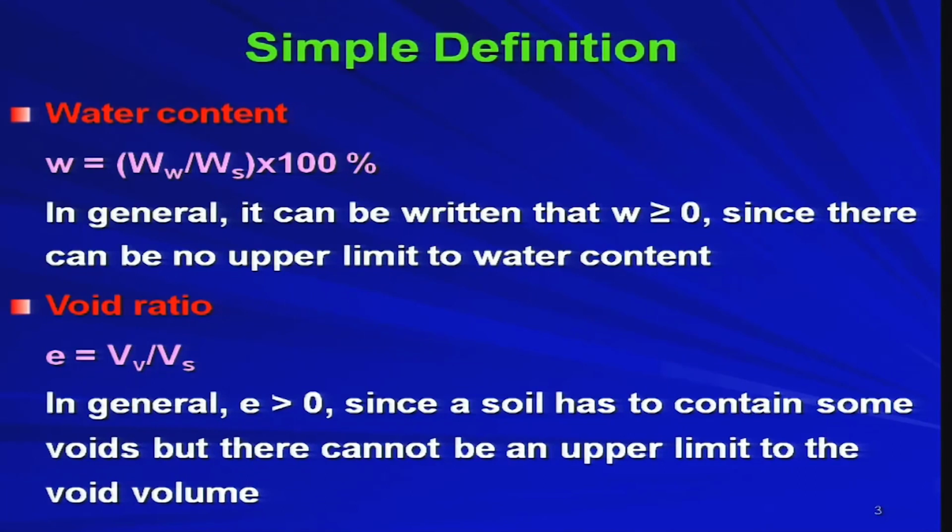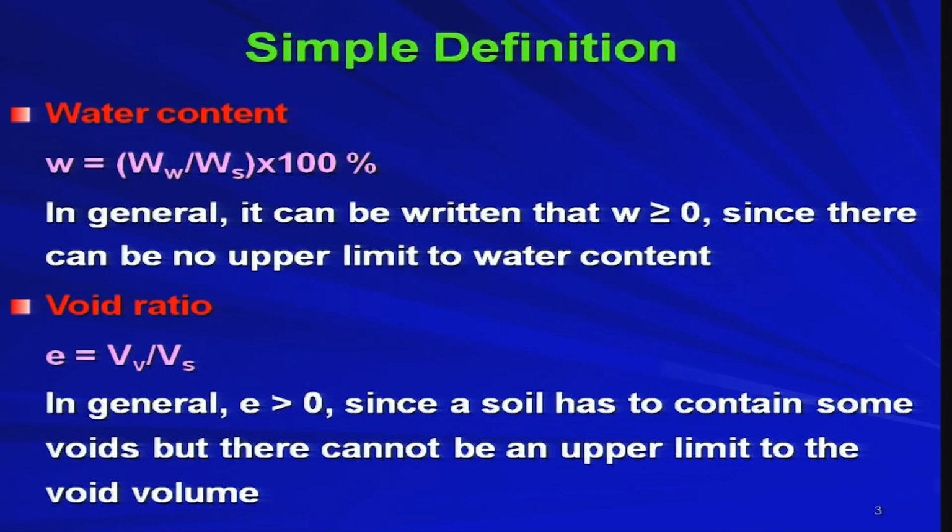Now, the second definition is the void ratio. These definitions, I request you all, please try to remember or understand, because they will be frequently used in the whole course, whatever we will be learning in this particular subject. Coming to the void ratio, it is generally expressed as small e, which is equal to Vv by Vs. What is Vv? Volume of voids, and Vs is the volume of solids. That means this is the ratio of the volume of voids to the volume of solids.